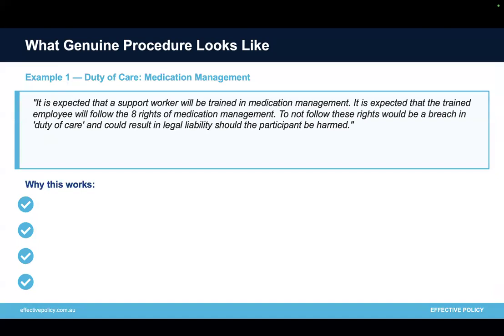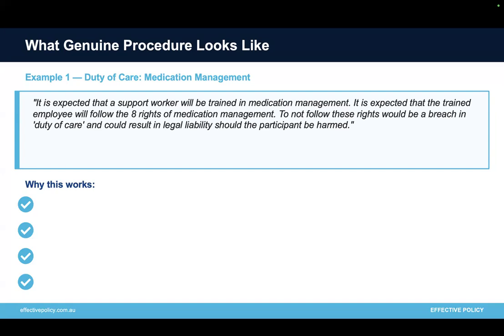Example 1, duty of care, medication management. It's expected that a support worker will be trained in medication management. It's expected that the trained employee will follow the 8 rights of medication. To not follow these rights would be a breach in duty of care and could result in legal liability should the participant be harmed.